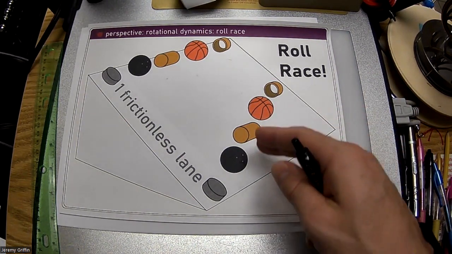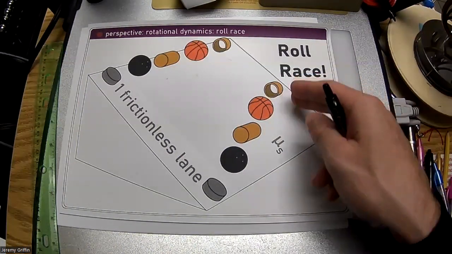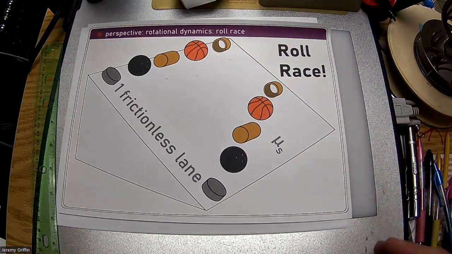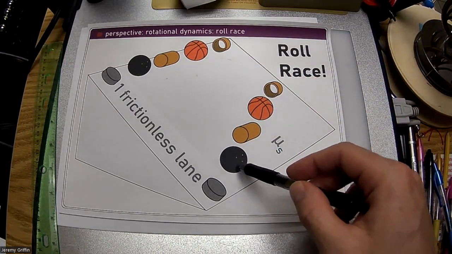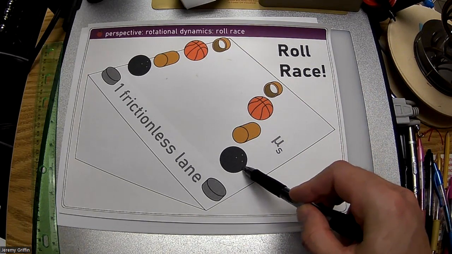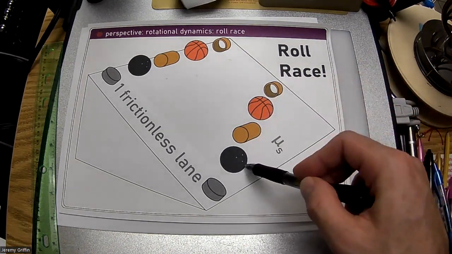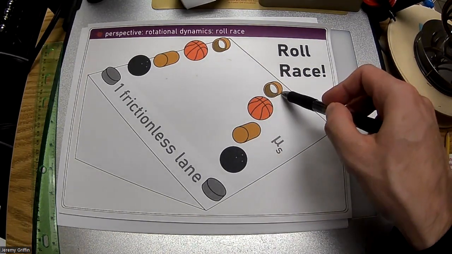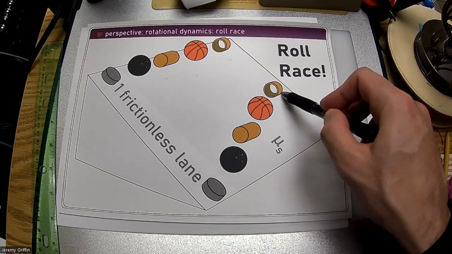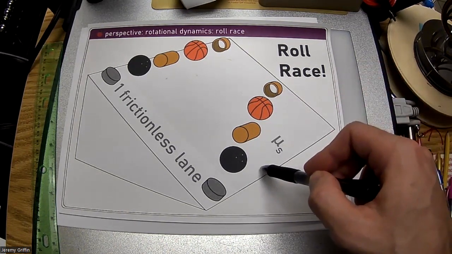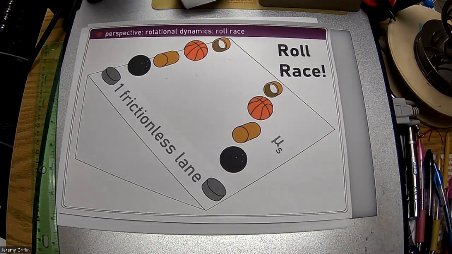You know, all these objects might be completely different masses. That's okay. They'll still finish in this order because of the distribution of mass. The bowling ball has its mass distributed closest to its center of all these four rolling objects. The ring has its mass distributed furthest away from the center of all these comparative objects. So they'll finish the race in that particular order.